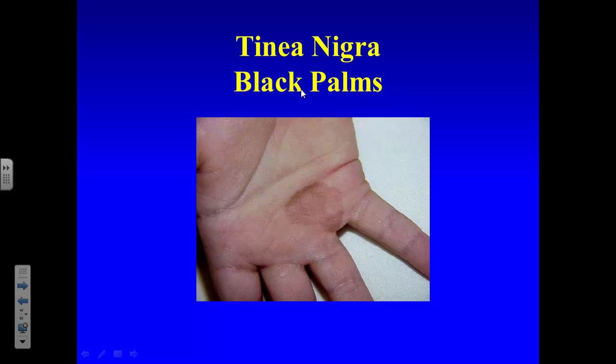Okay, another fungus that I'm not even going to mention the name of produces what's called black palms. This is only found in tropical regions, and this is because virtually all of these organisms are found in the environment, growing in the soil, rotting organic matter, and this one is found in the tropics that just produces an asymptomatic darkening of the skin known as black palms. It can virtually infect anywhere.